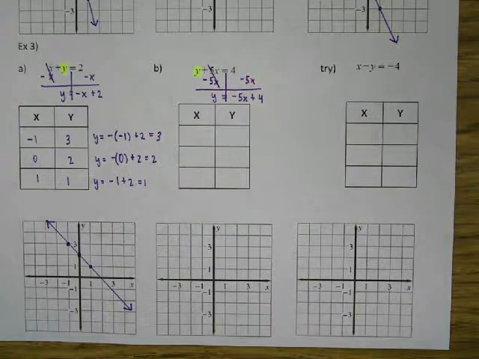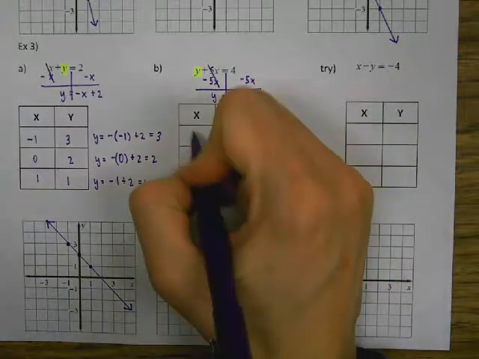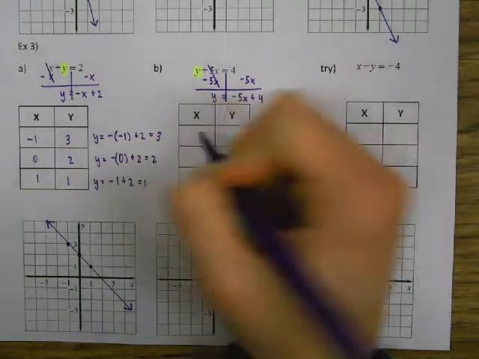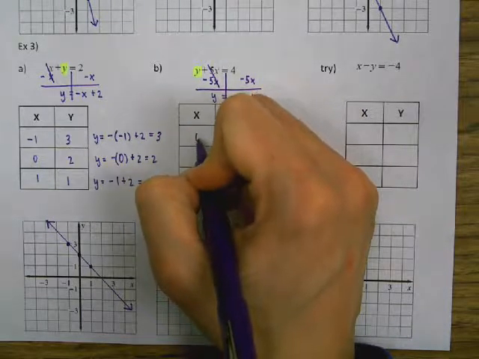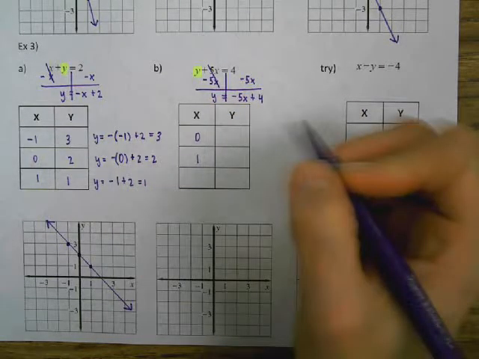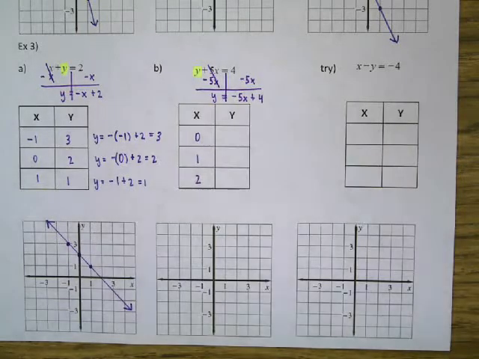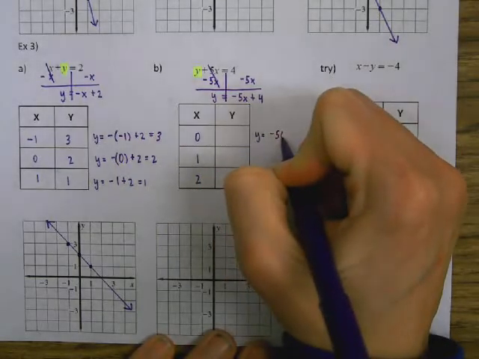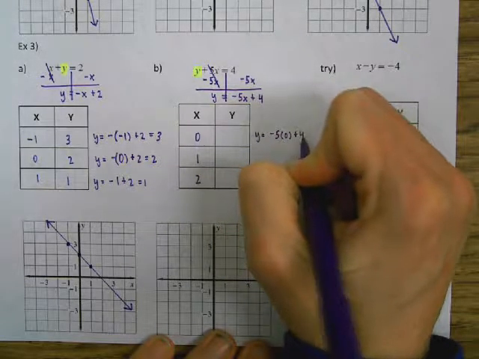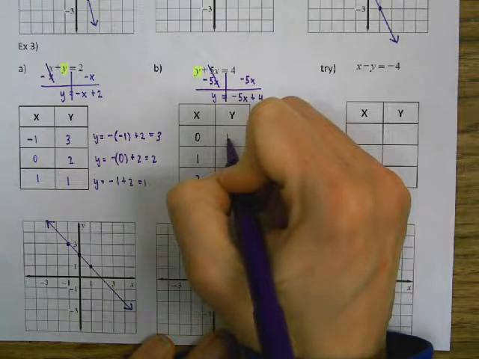Now, I need to be a little bit careful here. For this one, I'm just going to use, let's see, what's going to fit here. I'm going to use 0, 1, and 2. And we may end up a little off of the grid, but that's okay. So let's see what happens. I have y equals a negative 5 times 0 plus 4. So that gives me a positive 4.